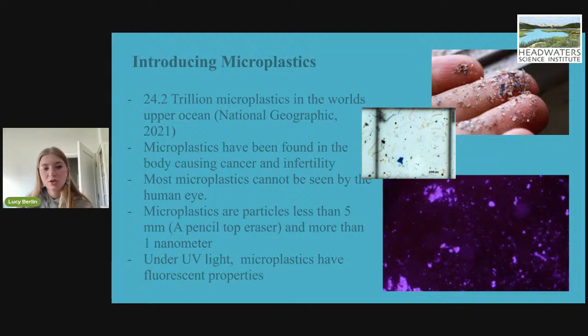Most microplastics are smaller than the top of a pencil eraser. And under UV light, microplastics have fluorescent properties. So you can see on the bottom right an example under the microscope, the microplastics reflecting.